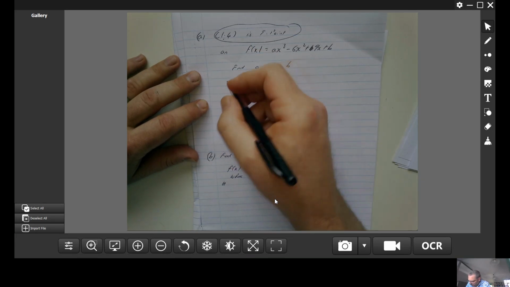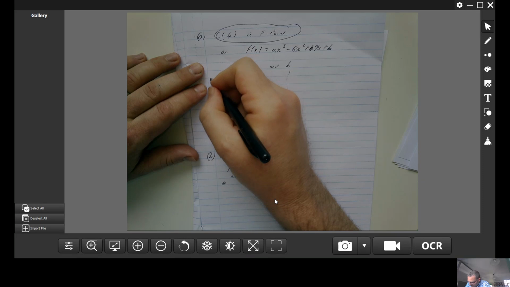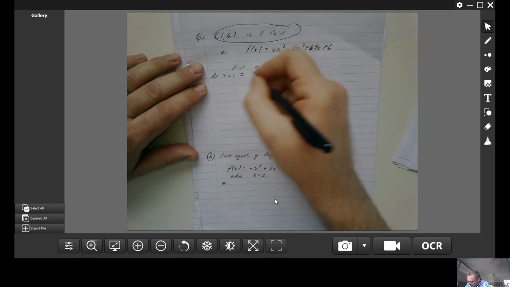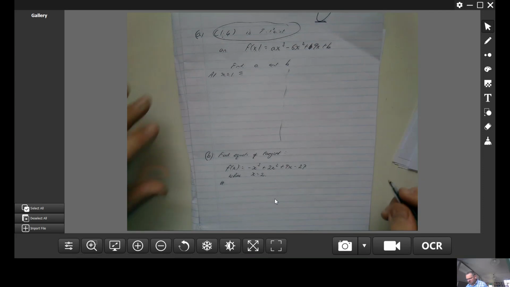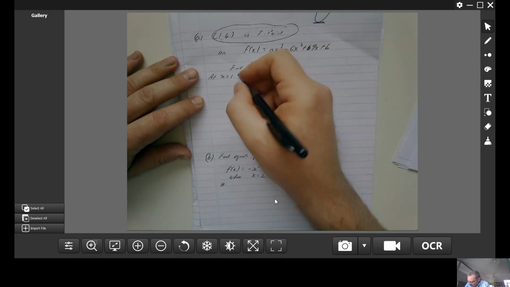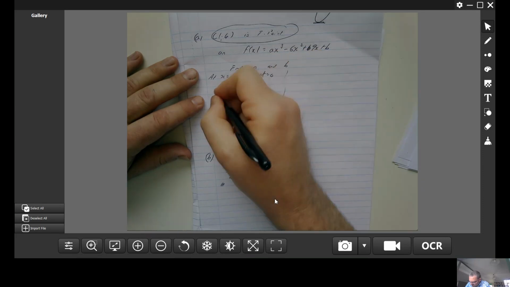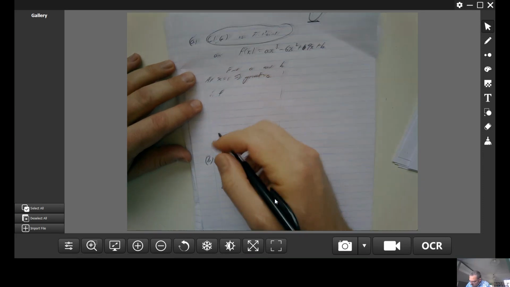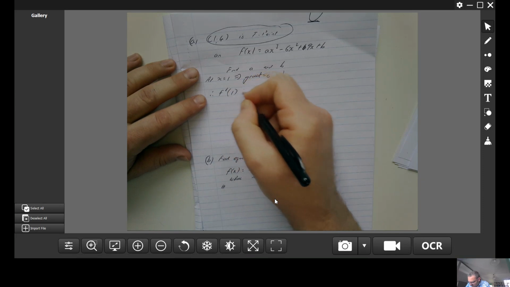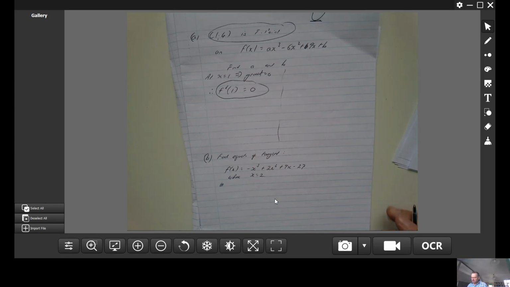Well, first of all, because (1, 4) is a turning point, at x is equal to 1, remember, at a turning point, the gradient is 0. So at x is equal to 1, we know that the gradient is 0. In other words, f dashed of 1, that means the derivative at x is equal to 1, is equal to 0. So that's going to be the basis where I can get 1 equation.